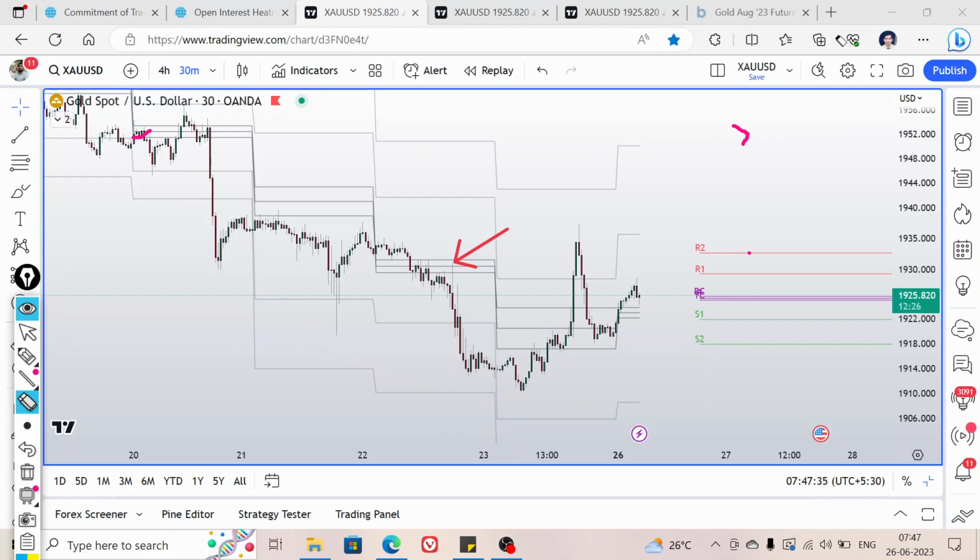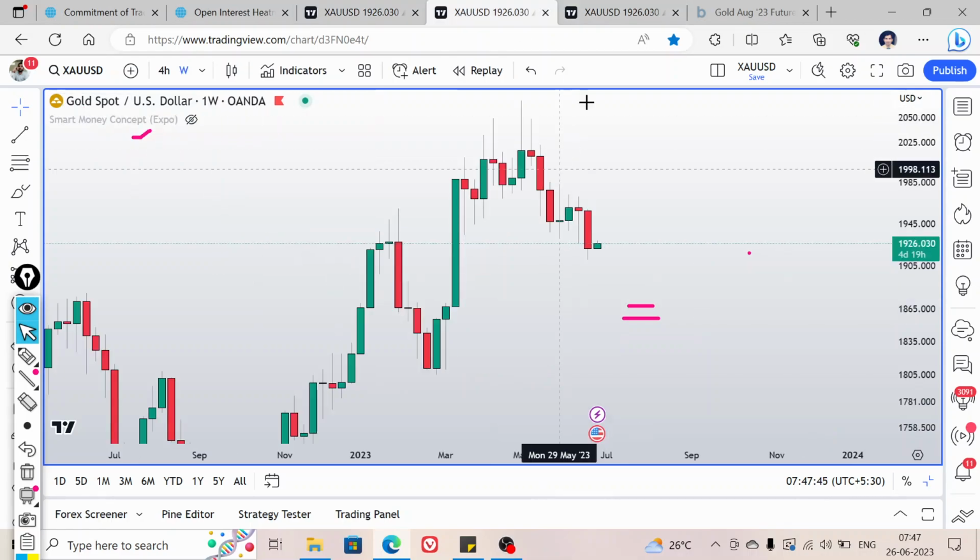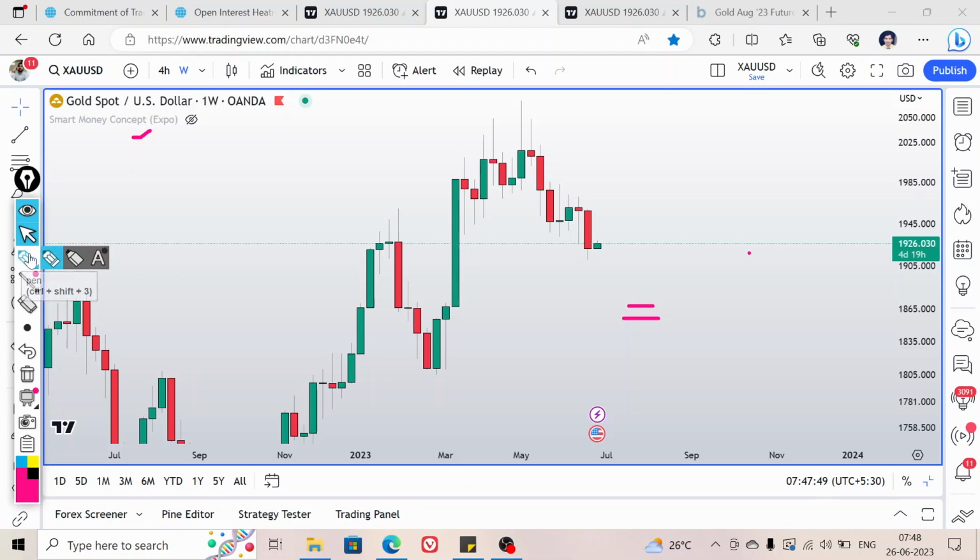As this is the live chart, the price is currently trading above the CPR range. If we look at the higher time frame, this is the weekly candlestick chart, and this is the previous week candle. As you can see, the previous week candle is totally bearish, and on the weekly time frame we can expect further decline toward the lower level, because the candle is clearly a bearish candle.